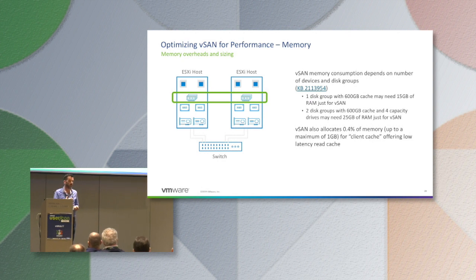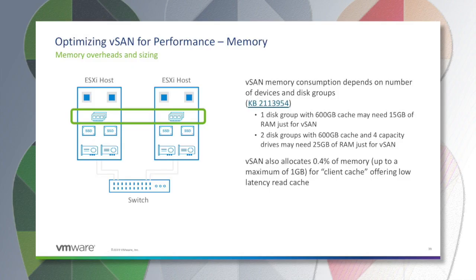KB2113954 specifies the algorithms and what we use when you create a hybrid disk group or an all-flash disk group. It normally depends on the size of your caching device. So if your caching device is 200 gig or 400 gig or 600 gig, that really matters. And that's how much memory vSAN is going to reserve when it creates those disk groups when you create vSAN for the first time.